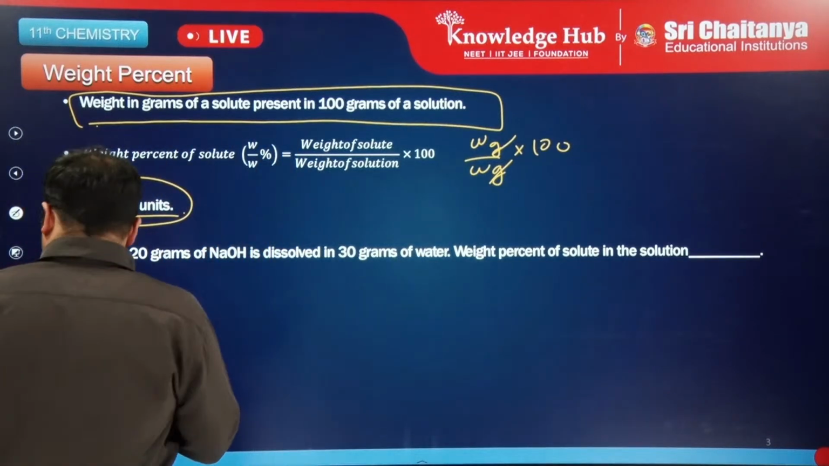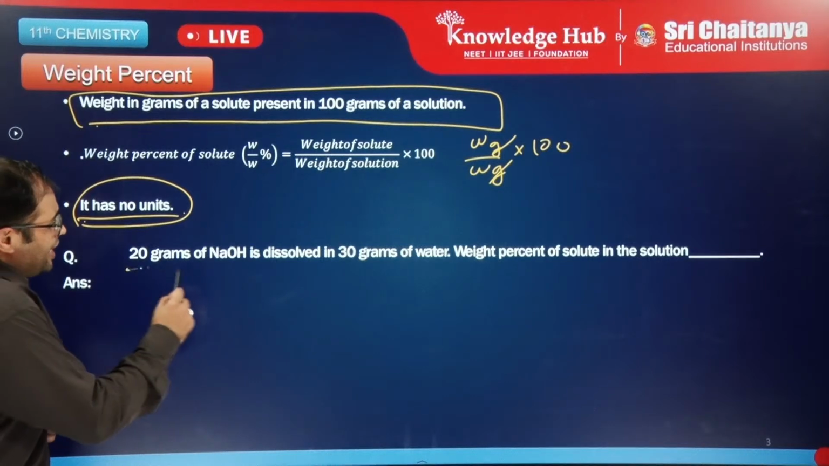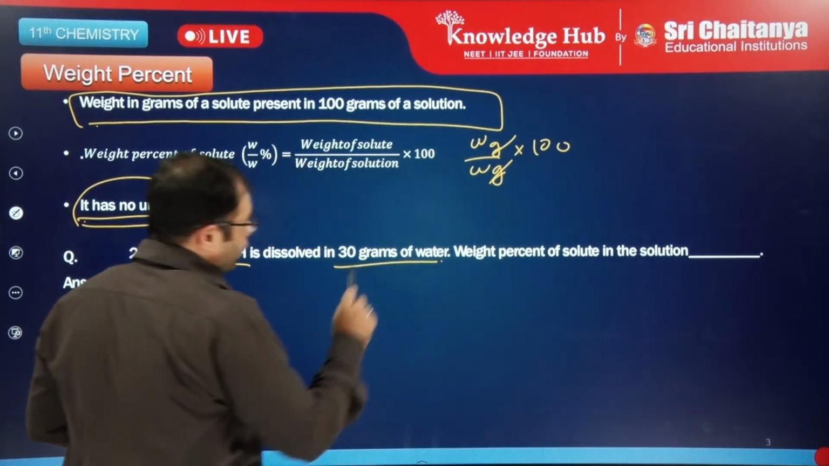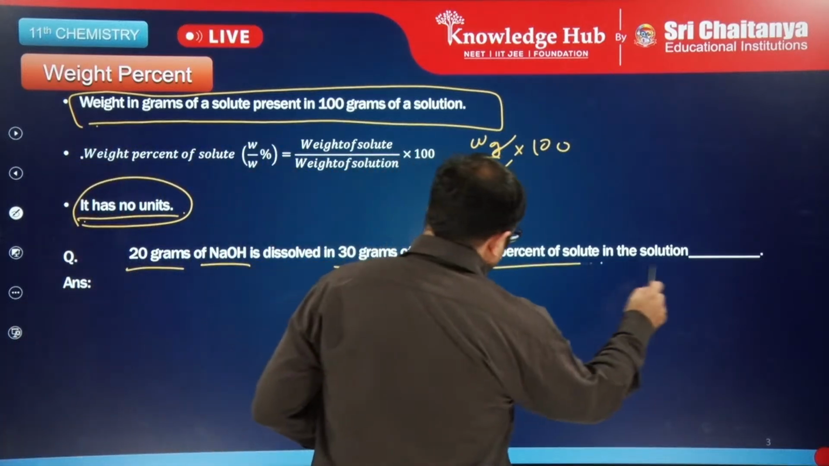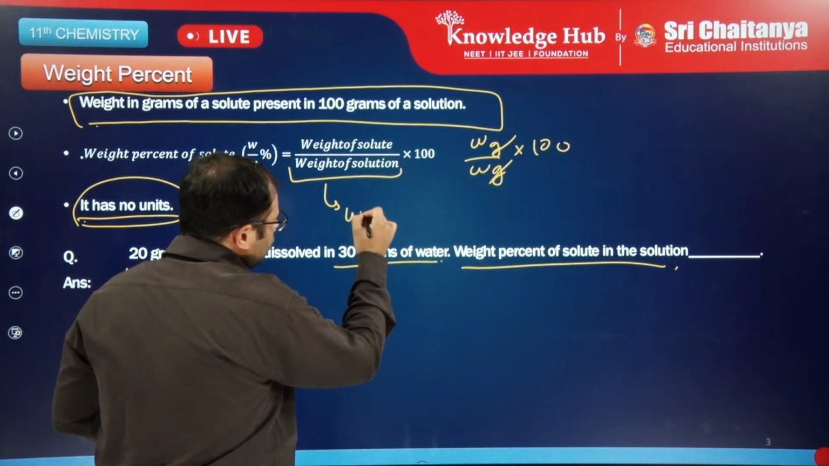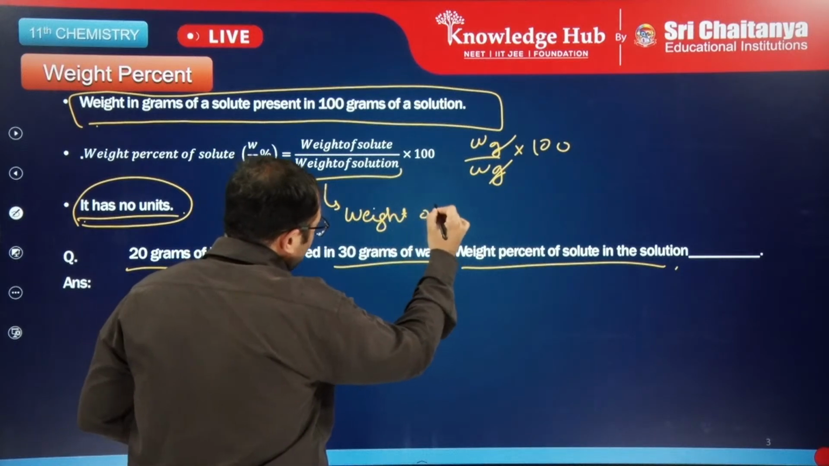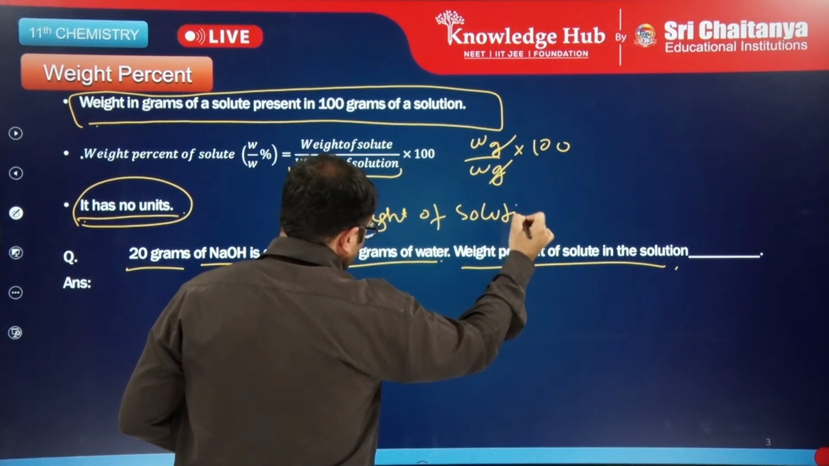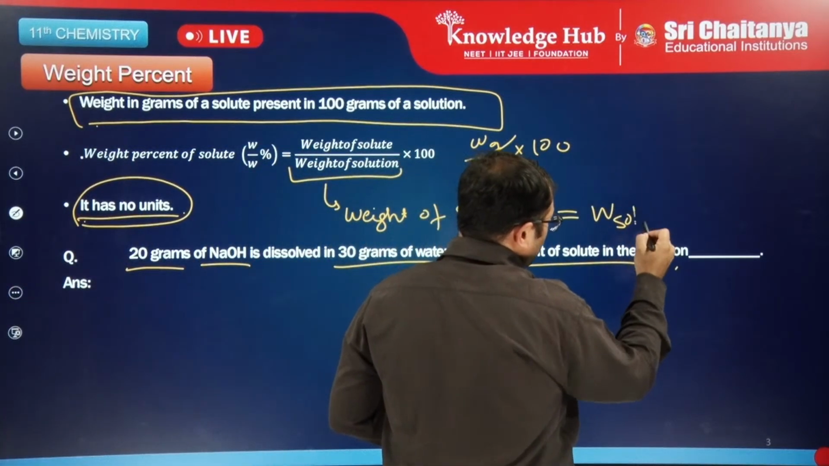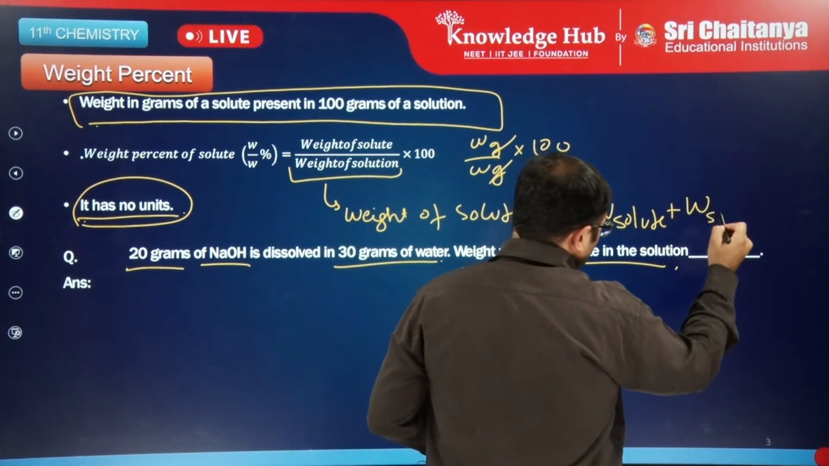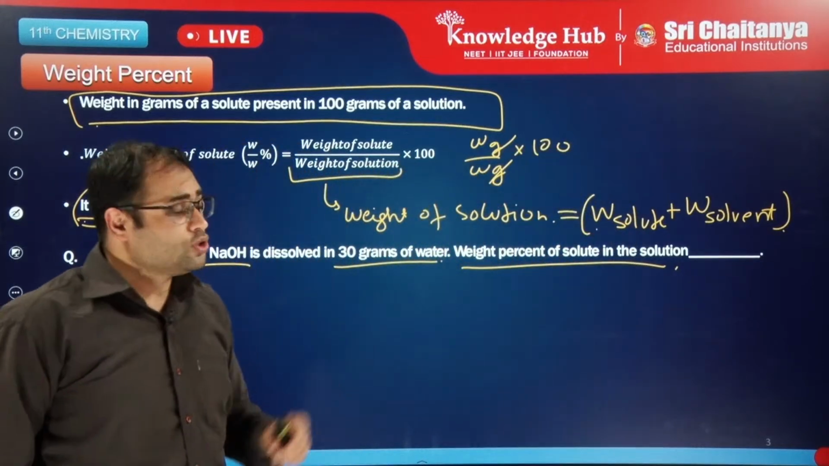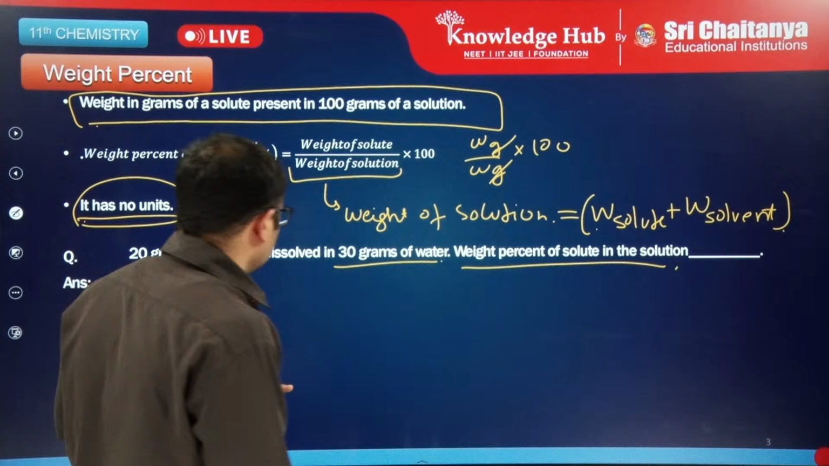So let's see this. According to this question, you have 20 grams of NaOH in 30 grams of water. What is the weight percentage of solute? Now remember, in the denominator, you have the weight of solution. So what is weight of solution? It is weight of solute plus weight of solvent. Whenever you make a solution, solute plus solvent weights is the weight of solution.